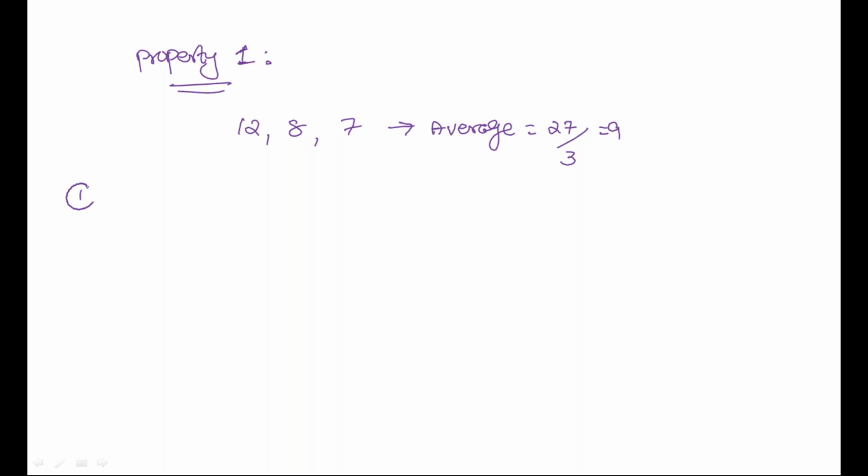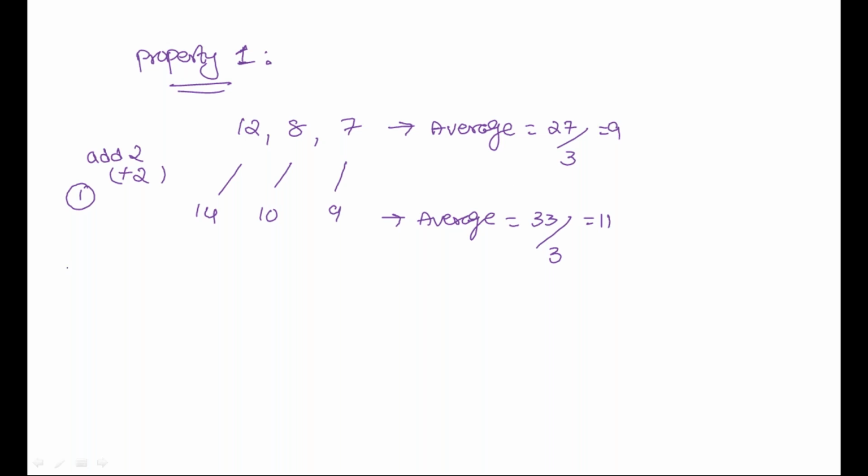Now listen, friends. Add 2 to every number. If I'm adding 2 to every number, what will happen? This becomes 14, this will become 10, and this will become 9. Now, if you perform the average, the sum is now 24 plus 9, 33, divided by 3 is 11.